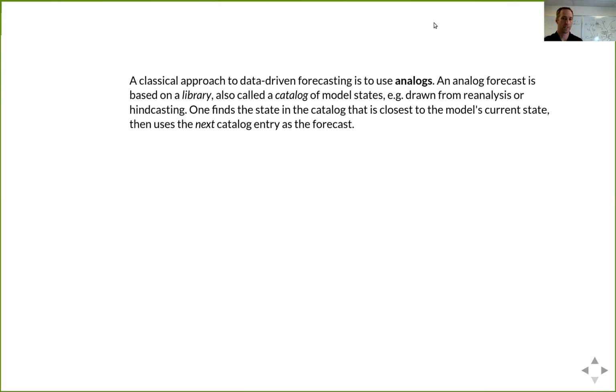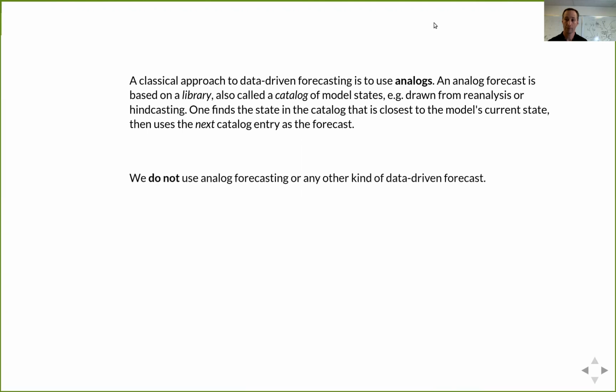A classical approach to data-driven forecasting is to use analogs. The way that analog forecasting works is you start with a library of states, a catalog drawn from, for example, a reanalysis or a hindcast. And to make the forecast, you take your current model state, find the nearest neighbor in the catalog, and then use the next state in the catalog as your forecast.